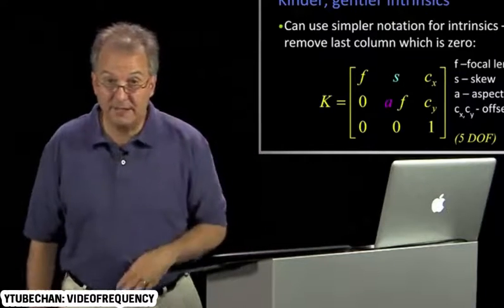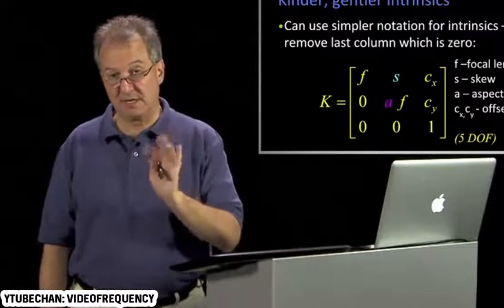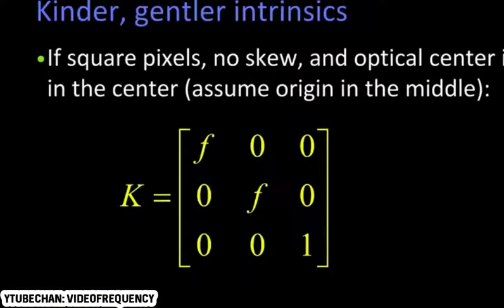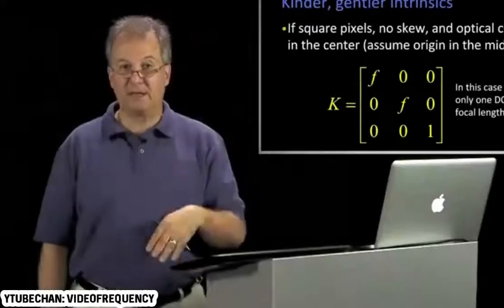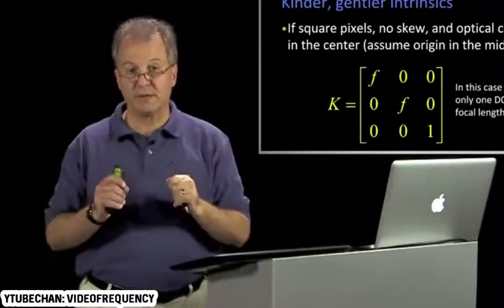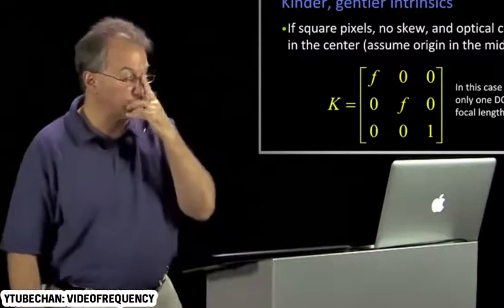Okay? Now, it turns out this can get even easier. All right? And the way it gets really easy is we assume a certain niceness of the universe. The niceness of the universe that we might assume is if we have square pixels, if there's no skew, and if the optical center is actually in the middle, okay, then we have no A, we have no S, we have no CX, we have no CY. All we have left is F. F is the only degree of freedom left. So when you're doing a lightweight calibration, what you'll do is you'll just search for F, assuming that your optic axis is in the middle, assuming there's no skew, and assuming that your pixels are square.